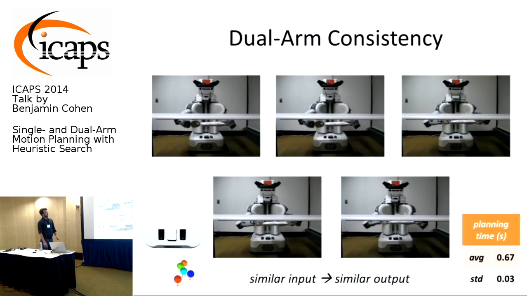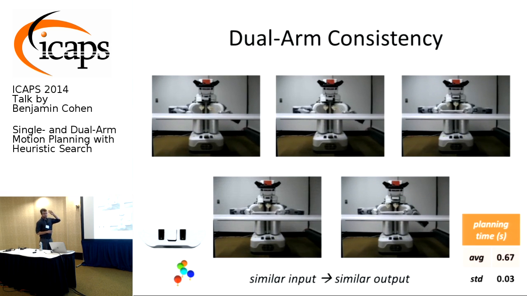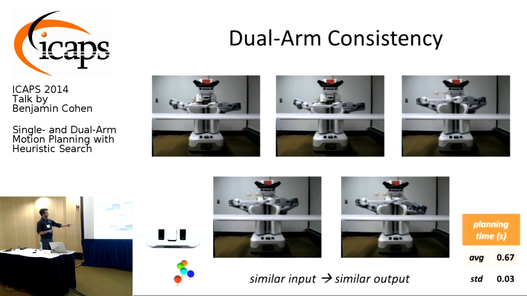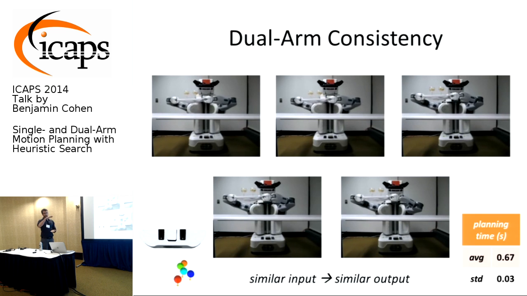And some more consistency results here. Different start positions going to the same goal. To the eye, they're very similar. And all the goals are within this 10 centimeter cube.